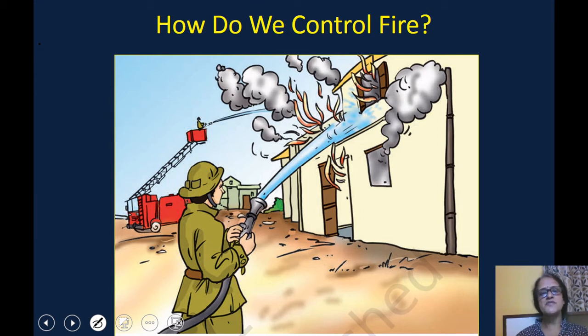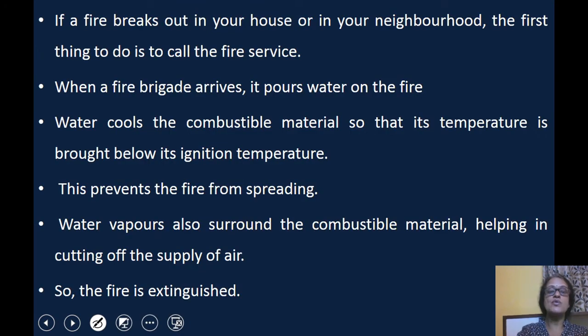Children, all of you might have seen in news channels or in movies, what happens when a building catches fire. First thing what we do, we call fire brigade. So a fire extinguisher comes. You can see with the help of this picture, when a fire extinguisher comes, it sprays water on the burning building. So what is happening here? When you are spraying water on the burning building, what will happen? Water cools the combustible material so that its temperature is brought below its ignition temperature.